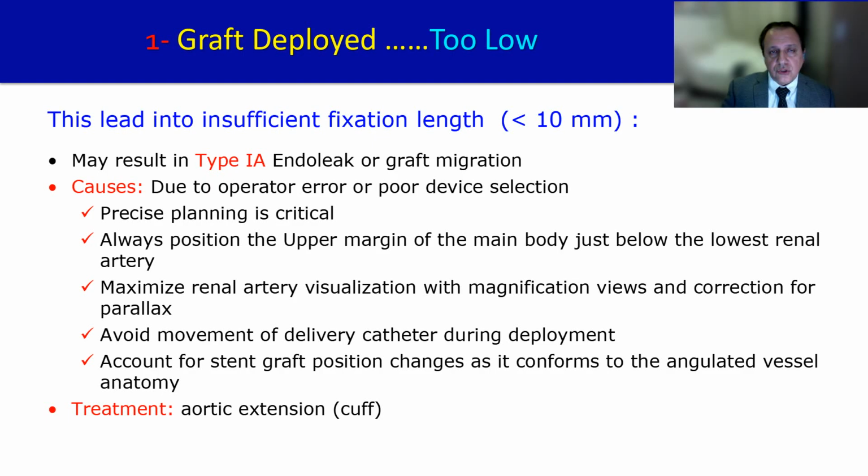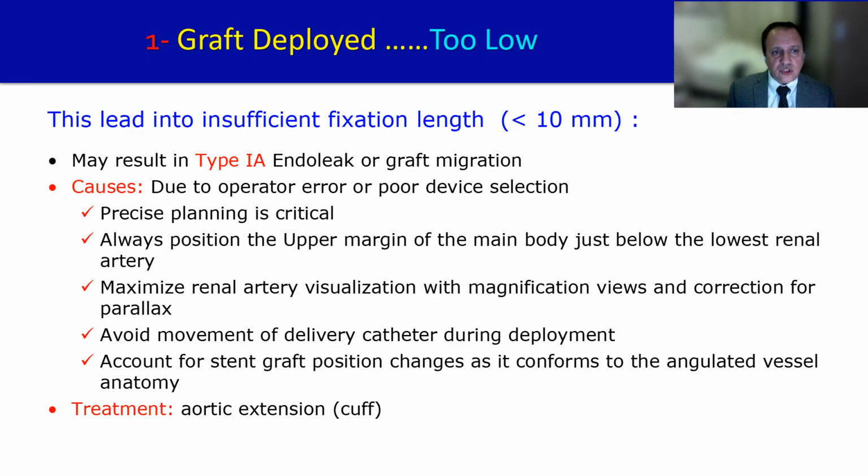The device could be deployed too low, which leads to insufficient fixation, especially if you end with less than 10 millimeters of fixation, which may result in type 1A endoleak or graft migration. What is the cause of that? Usually, most of the time, it's operator error or poor device selection, the reason why precise planning is very crucial.